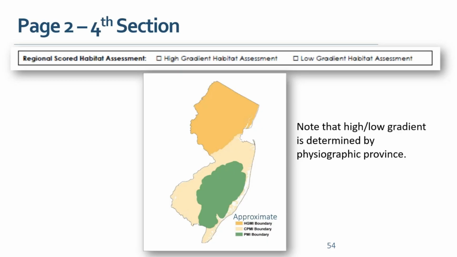We are down to the section where it asks which region you are assessing. Are you assessing high gradient or low gradient? This is determined by the physiographic province of where your site is, so it's not going by whether there are actual riffles or not. Sometimes in the northern part of the state, your site might be in a place where if you were to describe it, you wouldn't say there's a high gradient here, but you were in the high gradient section of the state.